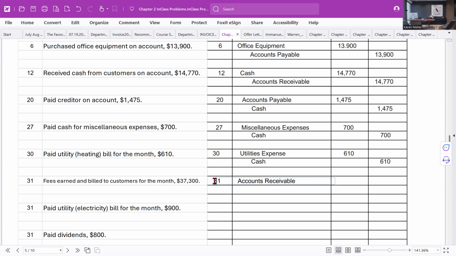The customer owes us 37.3, right? And we want to recognize that we've earned some revenue. How do you increase a revenue account? With a credit. And we're going to credit that revenue account. Fees earned for 37.3.